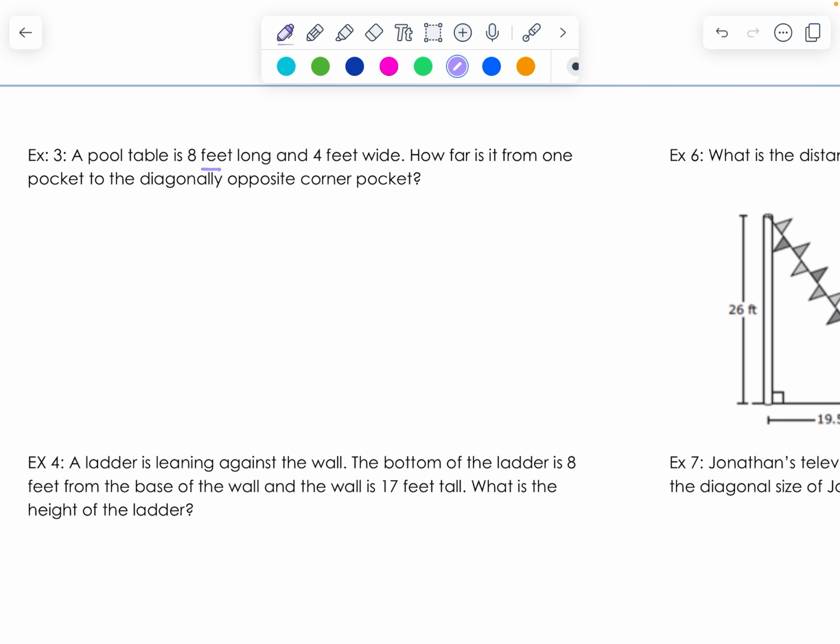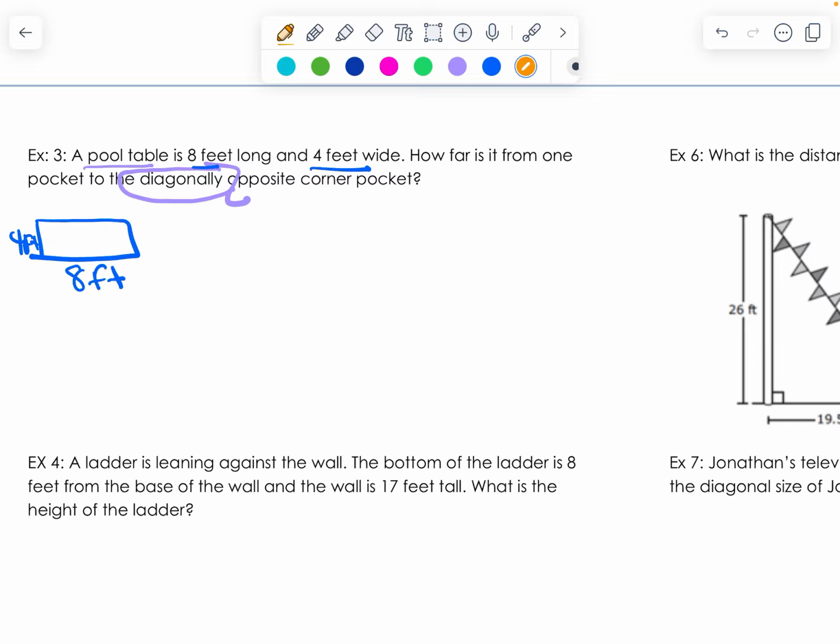Okay, so this right here is your keyword. We talked about that yesterday. That represents your hypotenuse, which is the letter C. So I'm going to go ahead and label that. They're talking about a pool table. A pool table is a rectangle. So I'm going to go ahead and draw a rectangle. And so they're saying that it is 8 feet by 4. So I'm going to write 4 feet by 8 feet.